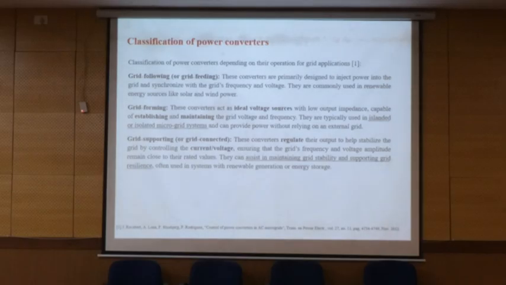So the first topic is the classification of the power converters. Basically, I'm not going to say that this is something that famous as a classification of the power converters. When we are talking about the power converters, it is 2-level, 3-level, 4-level, H-bridge converter, diode clamp, or flying capacitor, this type of thing. But here we are going to talk about the grid following, grid forming, and grid supporting converters.